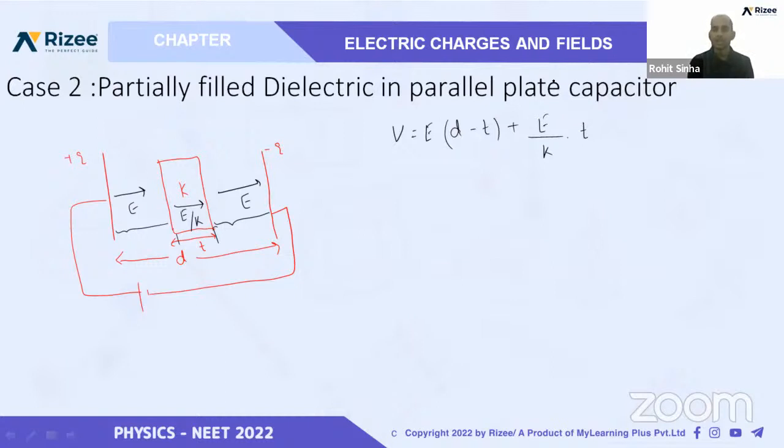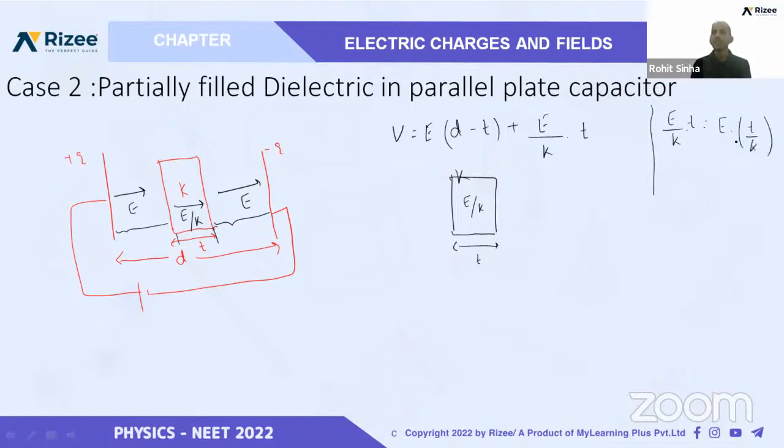One more thing you should remember here. If the dielectric constant is K, I have written E by K and thickness is T. We can write this also like E by K into T, that is, E into T by K.